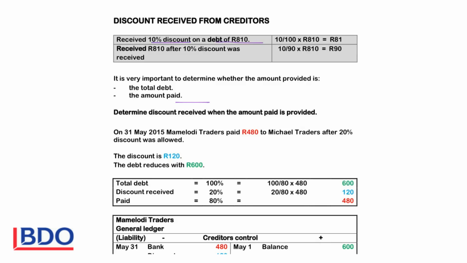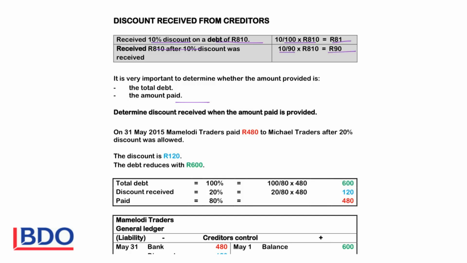So that means the debt is given. Of that debt, we want to allow 10% discount, so the discount will be 81 Rand. Receive 810 Rand after 10% discount was allowed. Now you only receive 90% of the total debt. So that means we will say 10 divided by 90 to work out that the discount is 90 Rand.